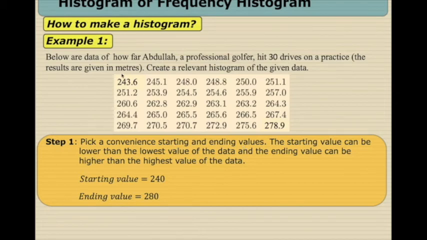Well, the lowest value here is 243.6. So we adjust it to a more convenient value. Therefore, the starting value is 240. Okay, 240 is the starting value. And for the ending value, we refer to the highest value, which is 278.9. We round this up and it becomes 280. So here are the starting and ending values.